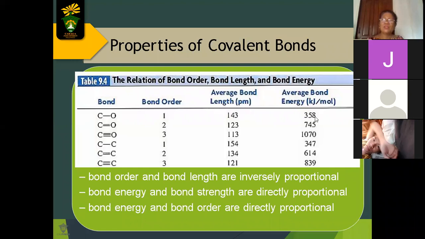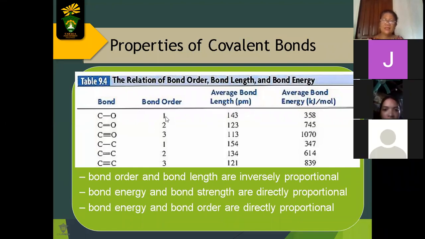Okay. How about the bond energy or the bond strength? Single bond, it has 358 between carbon oxygen. The double bond with carbon oxygen, it is 745 kilojoule. Triple bond, it has 1,700. What is the connectivity of your bond order? As your bond order increases, your bond energy also increases.